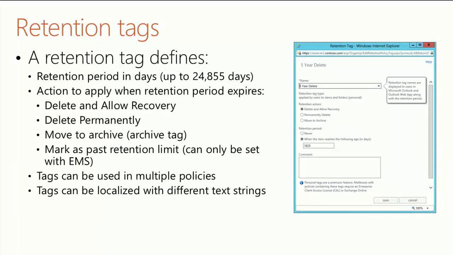Delete permanently, goes away, shred. Move to archive, which is an archive tag. You've got to have an archive mailbox before that's available. And then mark past retention limit, which just means that it puts a strikeout mark through the item. That's not really very useful, I don't think.